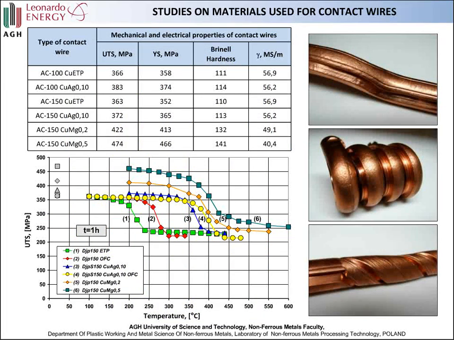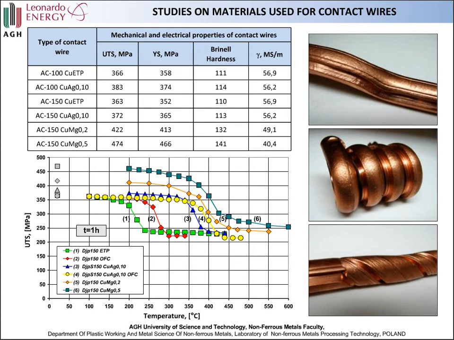On the next slide, I've shown some studies on materials used for contact wires. We can see different geometries of the wires and different materials. We have copper ETP, copper with 0.1 silver addition, copper with 0.2 magnesium addition, and copper with 0.5 magnesium additions.